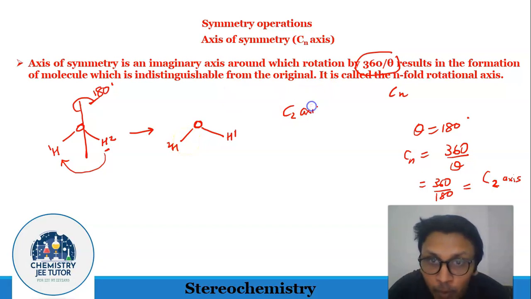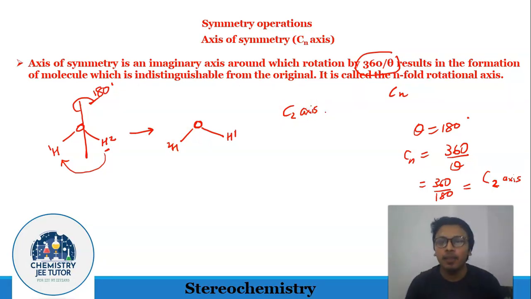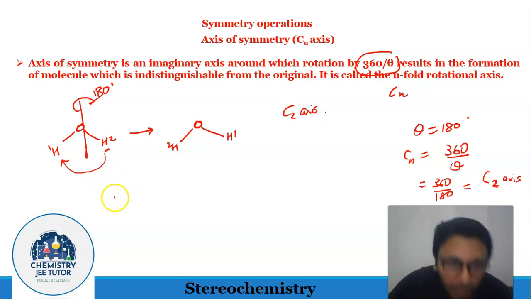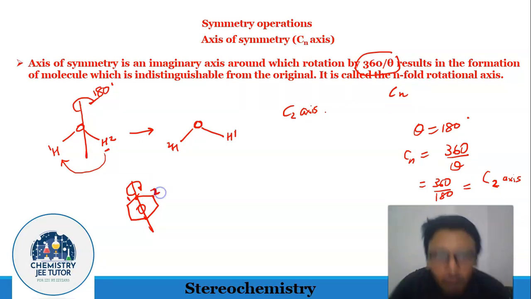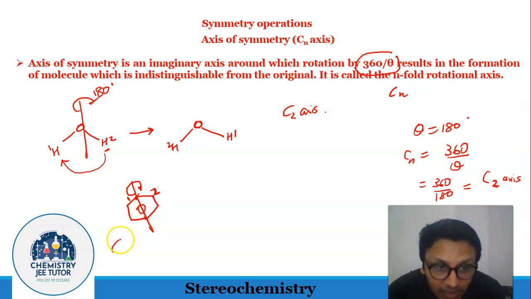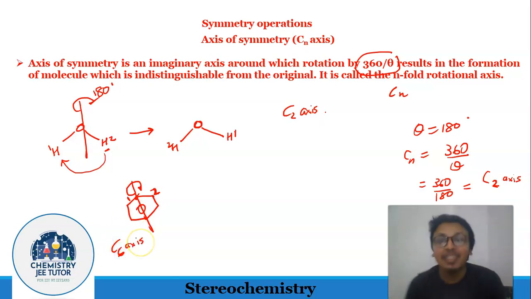Why C2? Because we are rotating by 180 degree. If we rotate by 60 degree, we will have a C6 axis, like in the example of benzene. In benzene, if we rotate this molecule by 60 degree, this one carbon comes to the position of the next carbon, so all the carbons will interchange their positions. So benzene will have a C6 axis. Let us talk about another example.